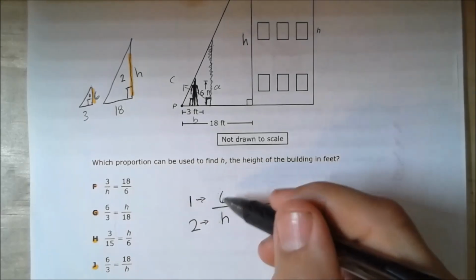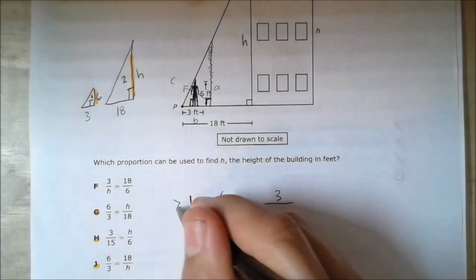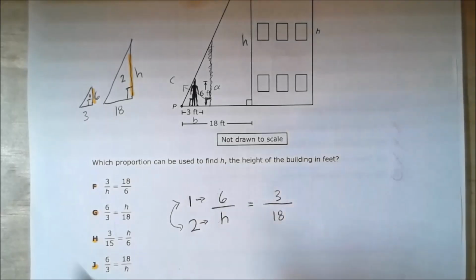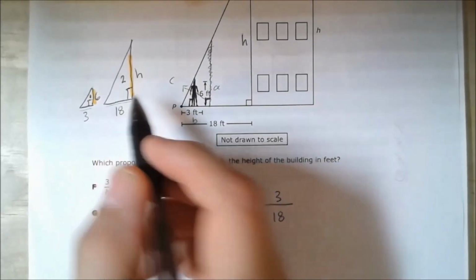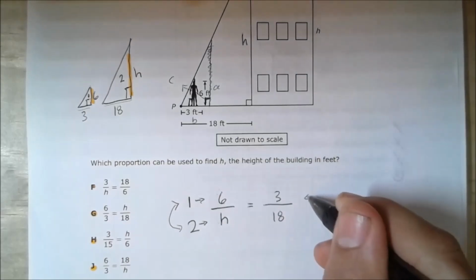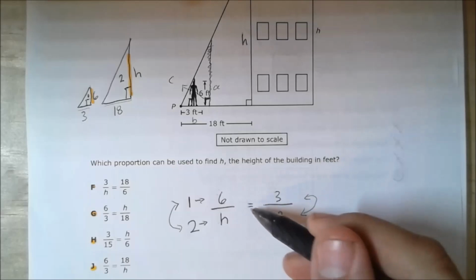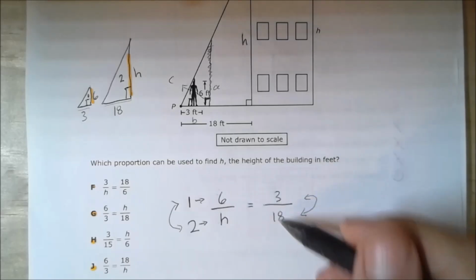So if you notice that they're sitting over each other, these two have a relationship with one another. And then we have 3 over 18, because if you look, 3 is the base and 18 is the base. So those two have a relationship with one another. So 6 over h is equal to 3 over 18. So that's one way we could have written it.